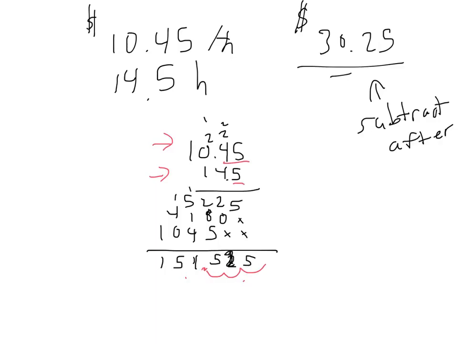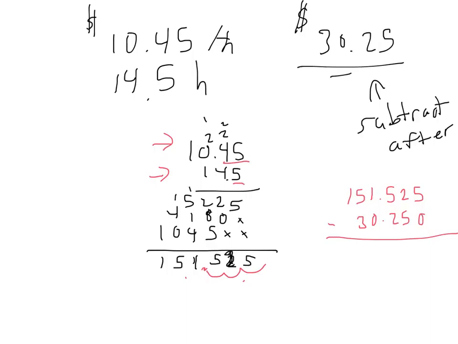So you know how much money we earned. Now we have to do the subtraction for the charity. So we earned 151.525. And we have to subtract 30.25. Remember, with subtraction, we line up the decimals. Now, I'm left with a weird blank spot. That blank spot's a 0.